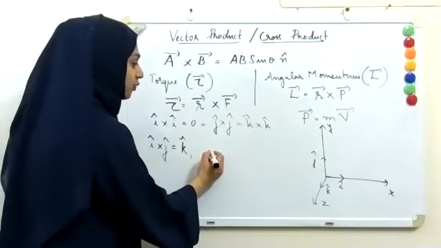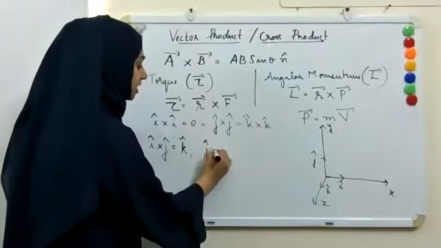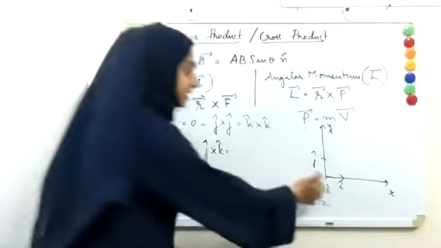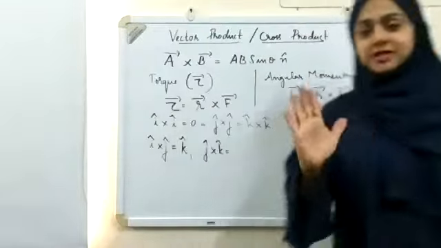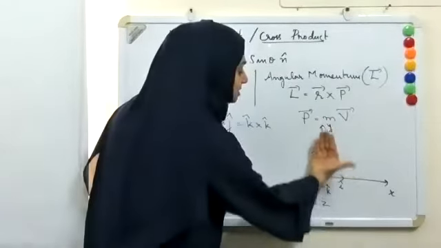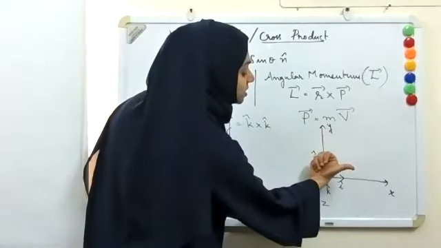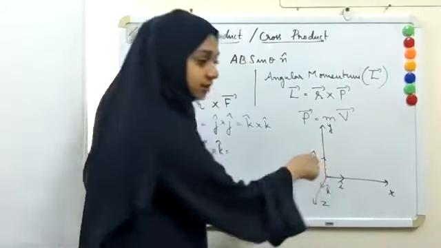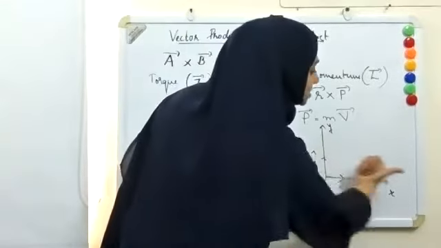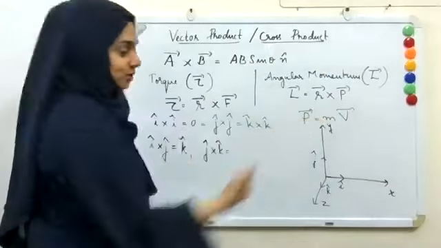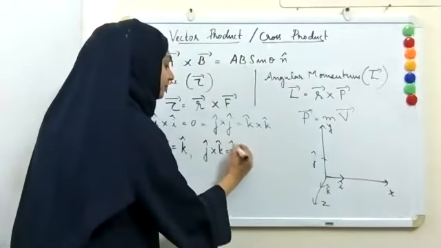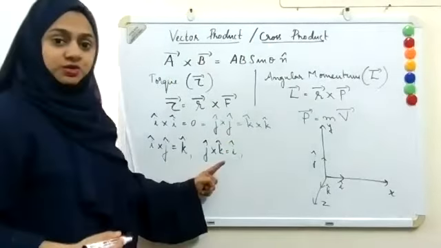So similarly, what will be j cross k? Z direction is outwards, right? So I have to put my fingers in the direction of j and curl it towards outside because Z is coming out of the board. So when I curl it towards outside, my thumb is pointing in the X direction. So it will be unit vector in the X direction, which is i. Got it? Is that clear to you?